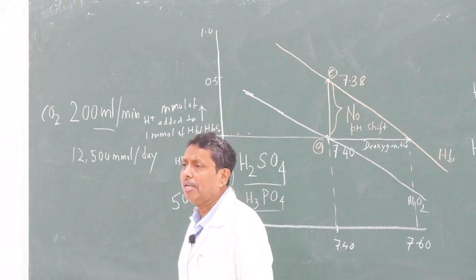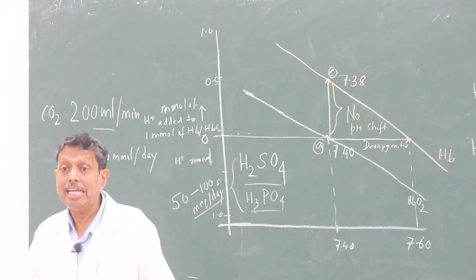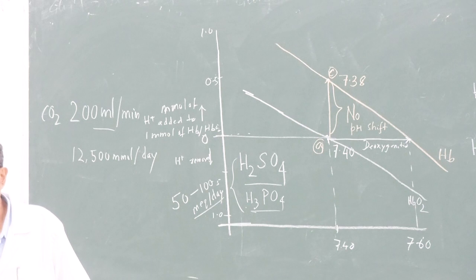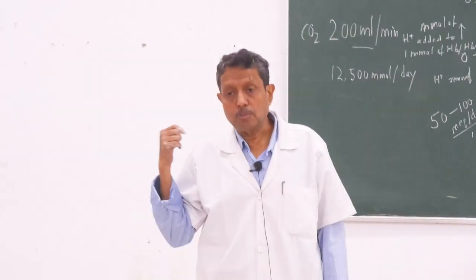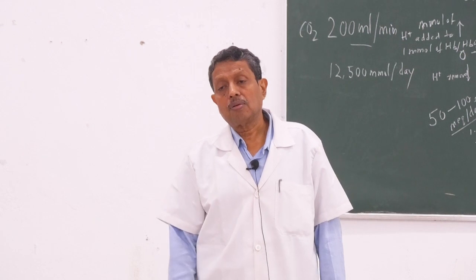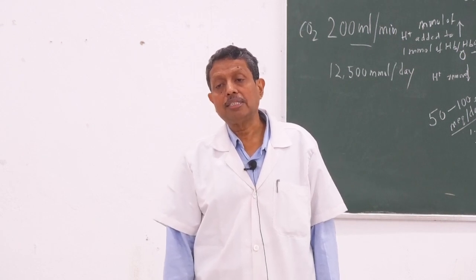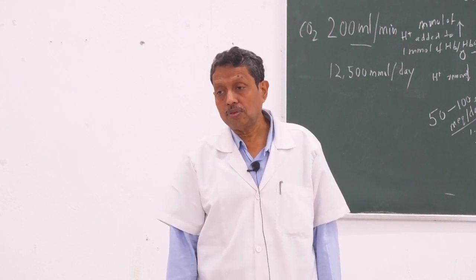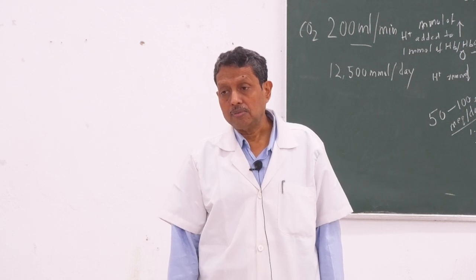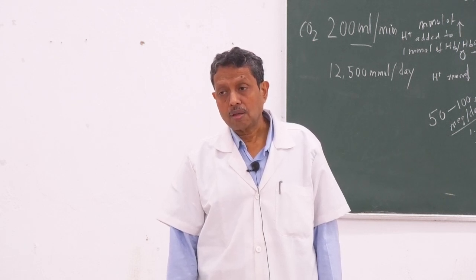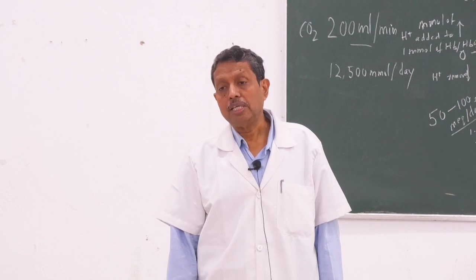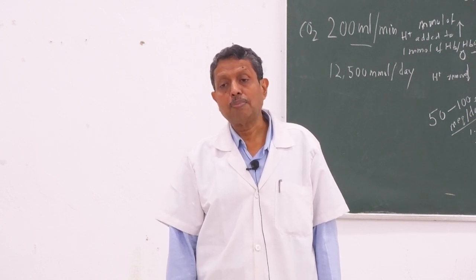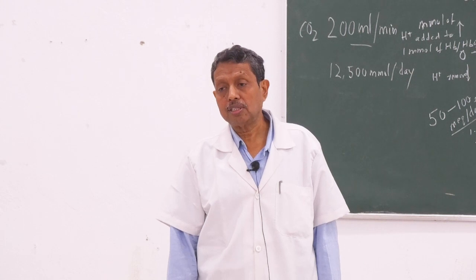And they must be eliminated in the urine. So if we consider the pH shift with this, what is the pH shift in this condition? Per day, a huge amount is produced, and it has to be eliminated mostly by the kidneys.